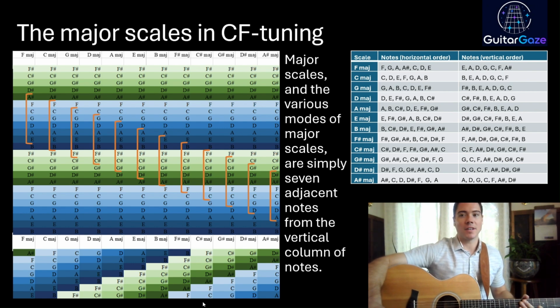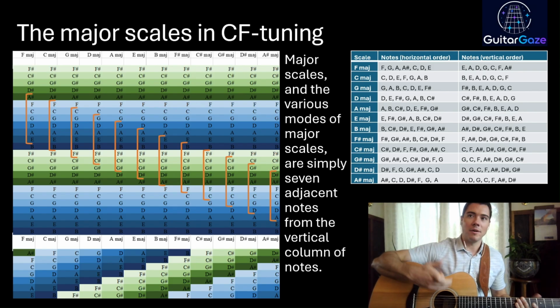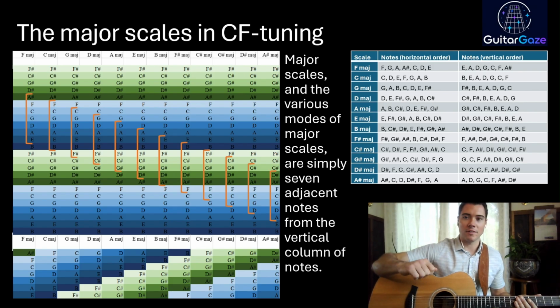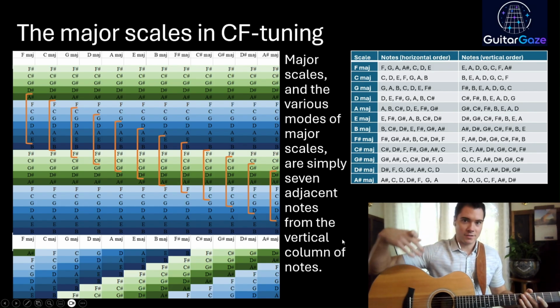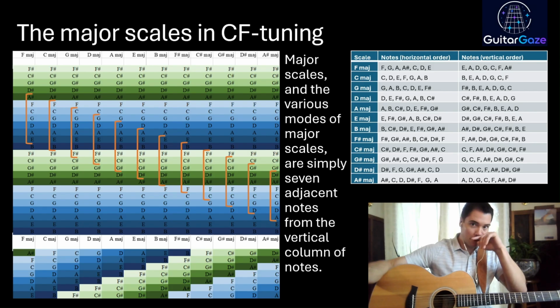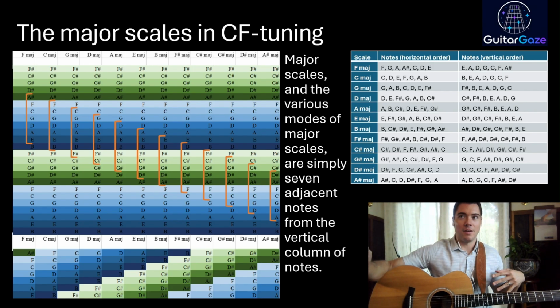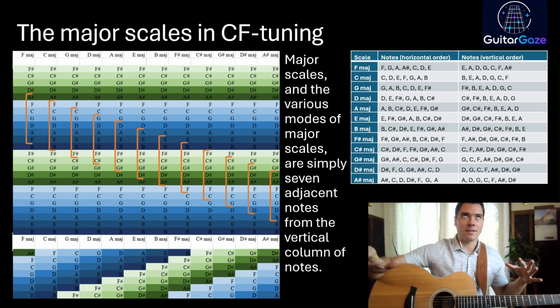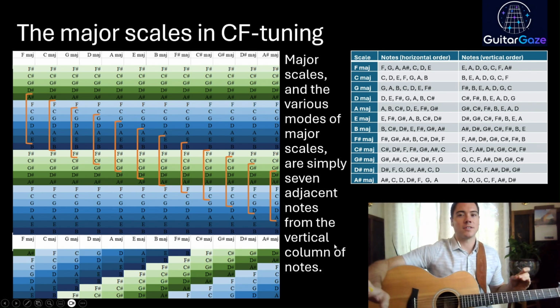This shows the major scales and the similarities between them. And when you're looking at a vertical column of 12 repeating notes on the isomorphic guitar layout, you also notice that the various modes of major scales are simply the 7 adjacent notes taken from the repeating vertical column of notes in a different scale. So, in other words, the various modes of a major scale are made of the exact same notes as the other major scales in a different key.